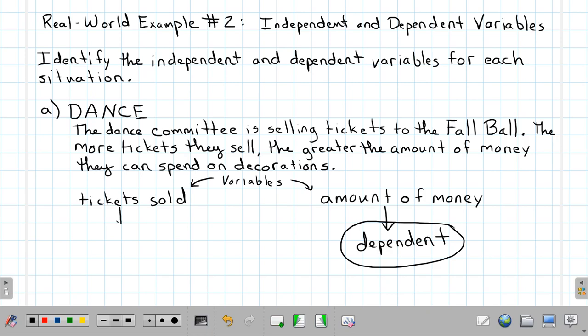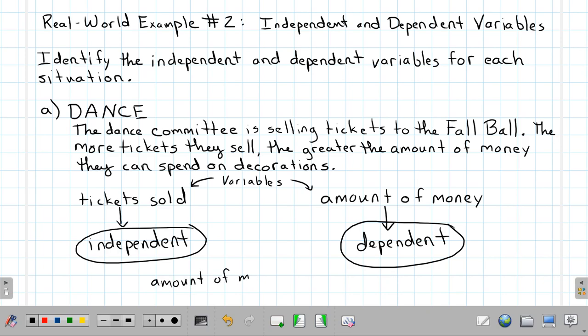Where this is, once again, if it's not dependent, it's independent. So that's how we figure out whether it's independent or dependent. Which one depends on the other? So the amount of money depends on tickets sold, the number of tickets sold. And that's how we figure out which is independent and which is dependent.